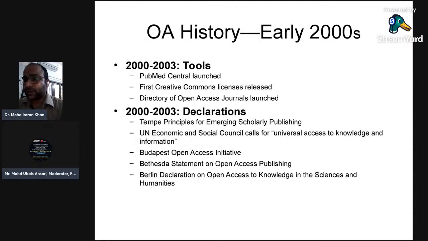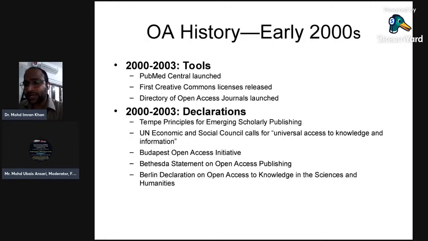In the early 2000s, you can see PubMed Central launched, and the first Creative Commons licenses were launched, which I will discuss with you. There are 6 licenses under which others can use the work with certain modifications. In 2000 to 2003, Tampa Principles for Emerging Scholarly publishing were published, wherein certain principles are laid down for the publishing of scholarly works. Again, in 2003, the United Nations Economic and Social Council calls for universal access to knowledge and information. Then we have the Budapest Open Access Initiative, Bethesda Statement on Open Access Publishing, Berlin Declaration on Open Access.